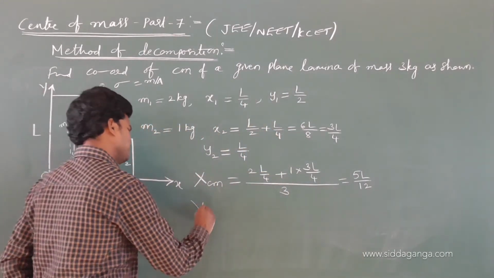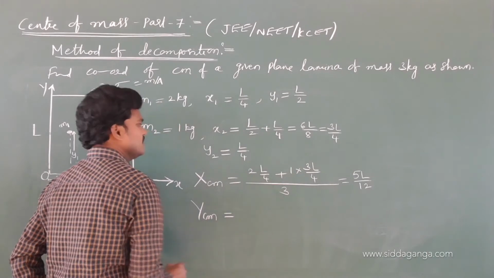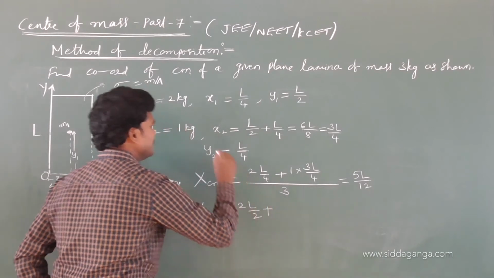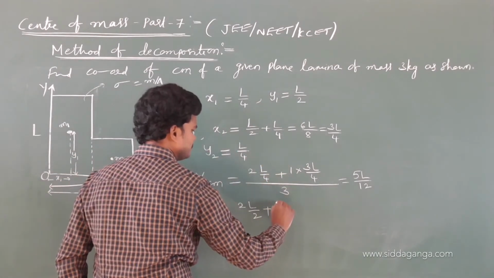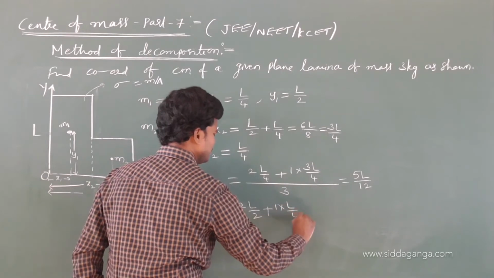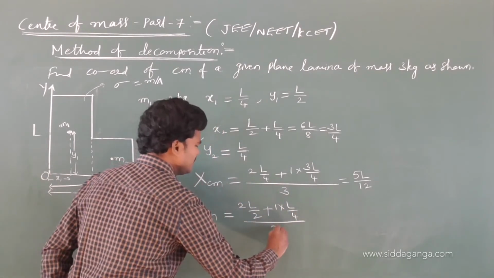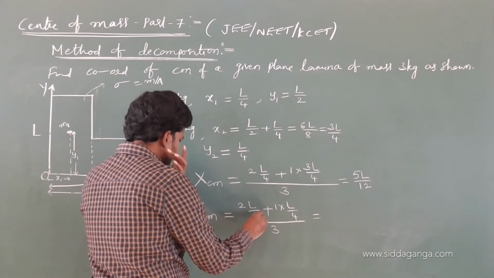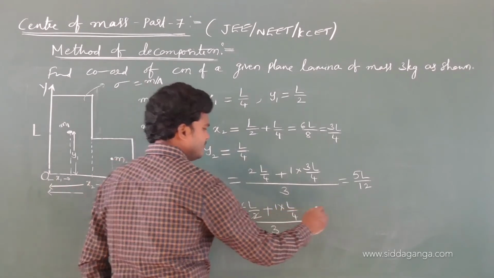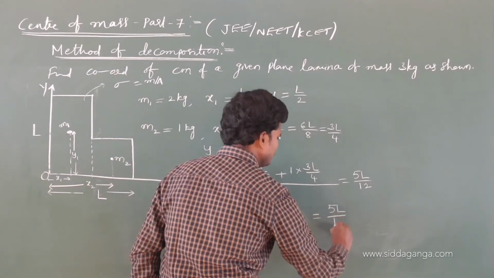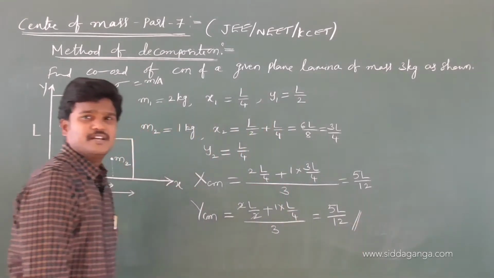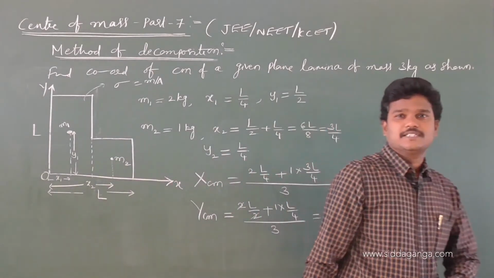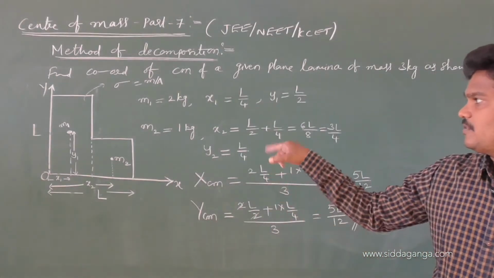Okay. Coming to the YCM. YCM is m1 y1: 2 into L by 2, plus m2 y2: 1 into L by 4, by total mass 3. How much is this now? Directly we can cancel 4 and 1, 5. Again I am getting the same 5L by 12. Okay, no problem. So what are the coordinates? XCM and YCM are the same anyhow, because of uniform density and a uniform lamina.